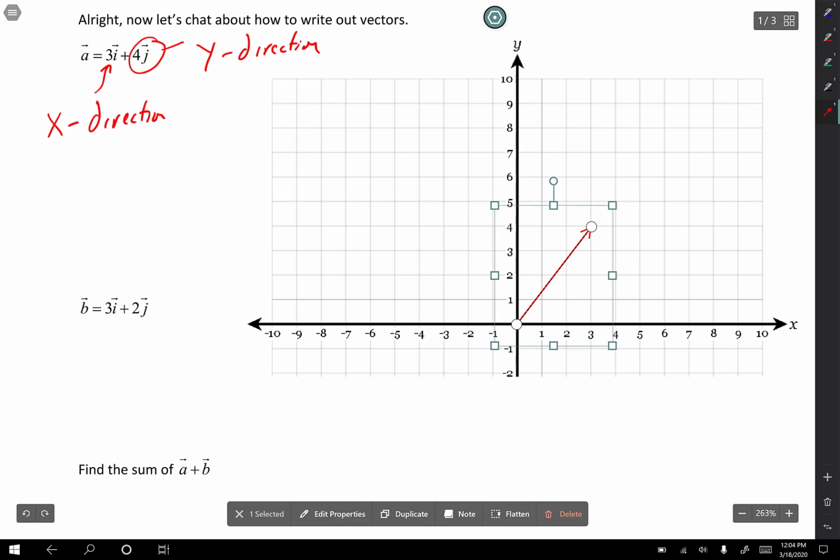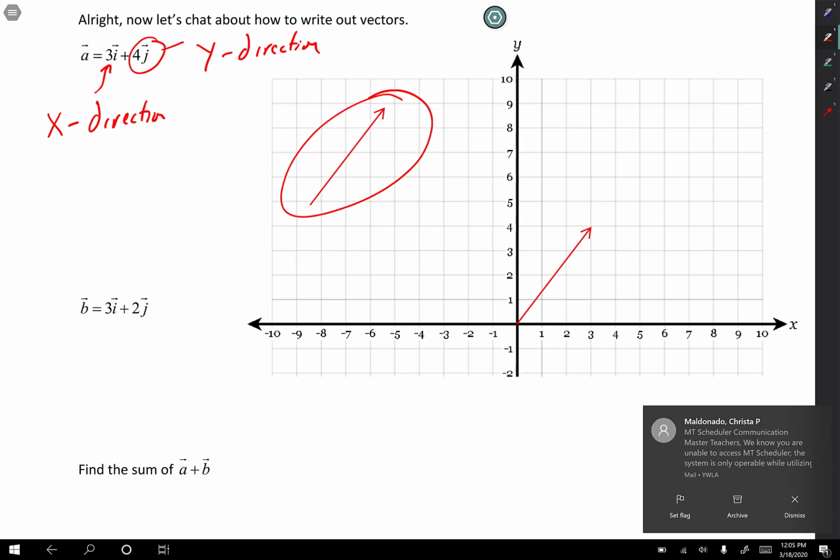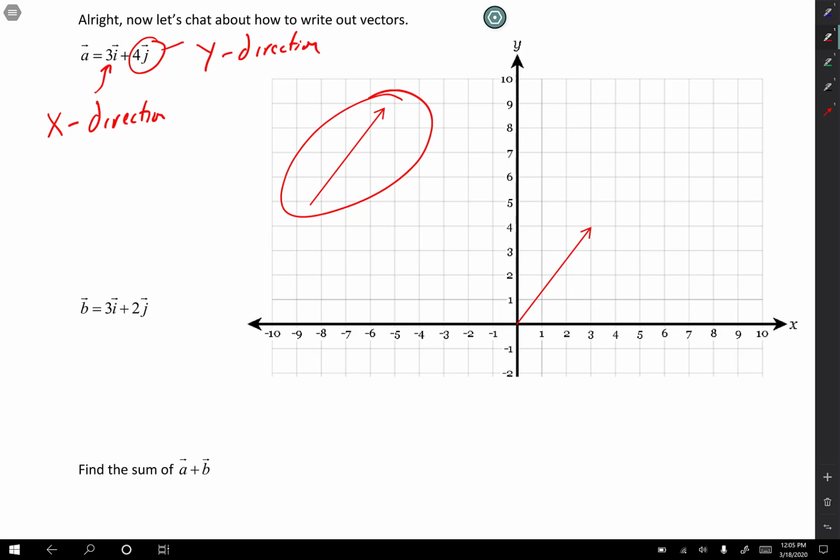If I were to move this, so I'm going to go ahead and duplicate it. If I move this around, this vector that I just wrote is still 3i plus 4j. But notice it doesn't start at the origin anymore. So now that would probably be called a displacement vector. They don't usually call it that. Sometimes you have an initial point and an ending point, and they're like, find that vector. And we're going to do that today, actually. So there it is, guys. And that really is how simple it is.